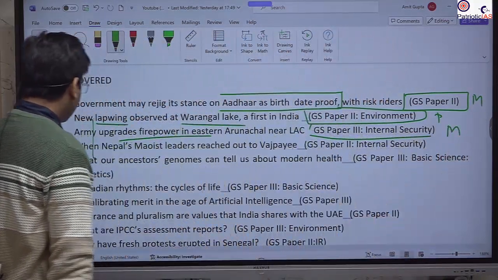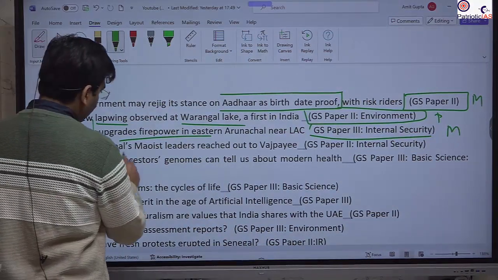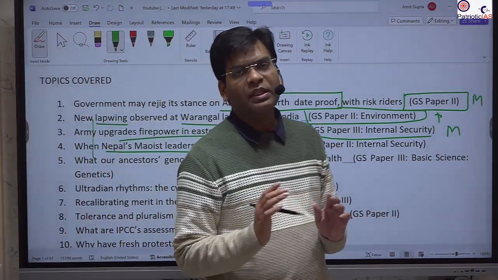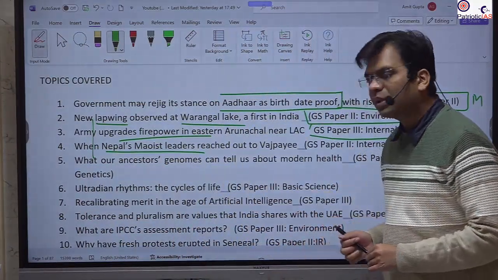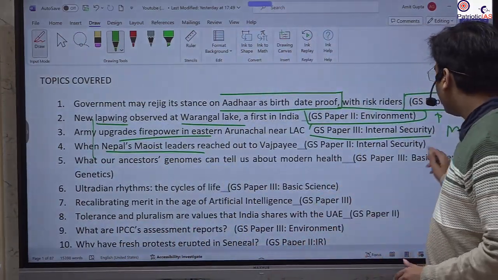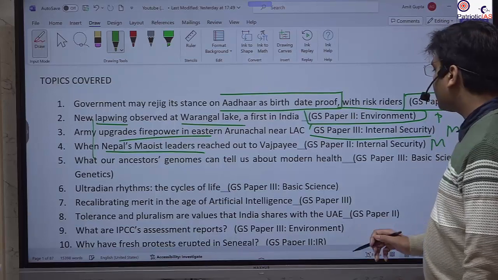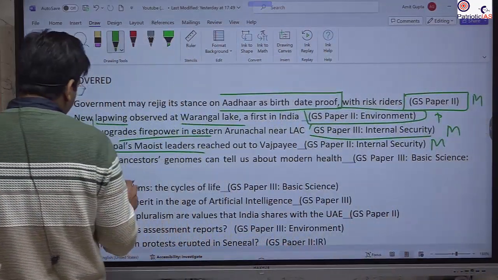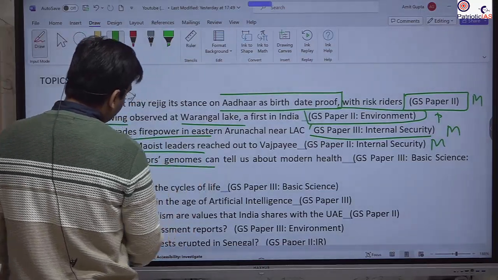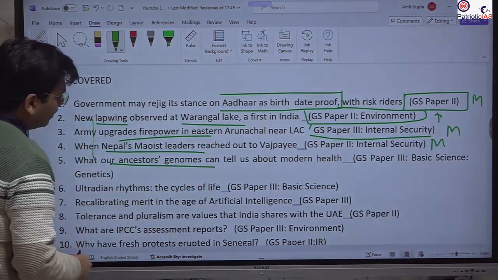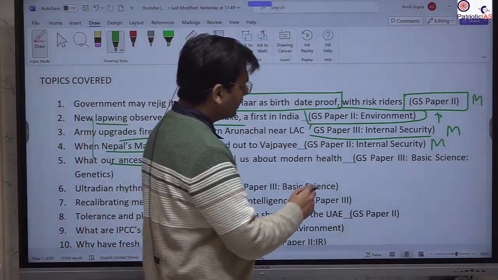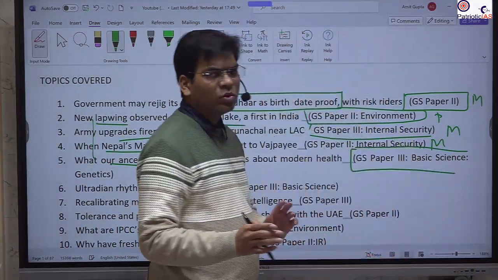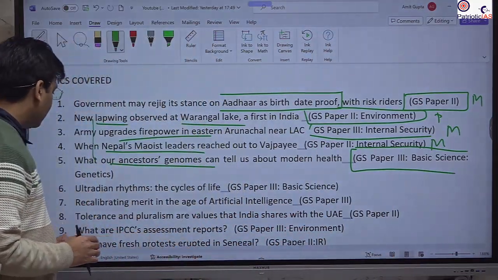Okay, then we will study this Nepal Maoist leaders reach to the Vajpayee. So there is a book that has been written by a professor who is an expert in the India-Nepal relationship. So we will study it with respect to the mains perspective, India-Nepal relationship. Okay. Then we will study it in the science and technology piece, the ancestor genomes and what is the use of genetic technology in tracing ancestry and different genome evolution in the genes in humans.